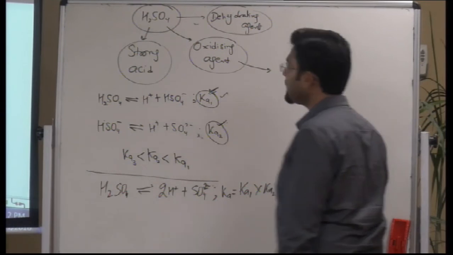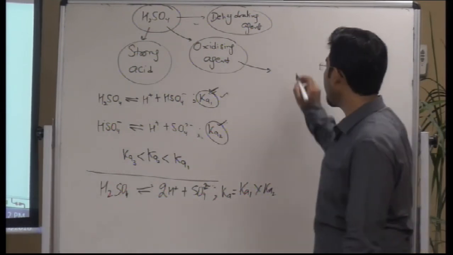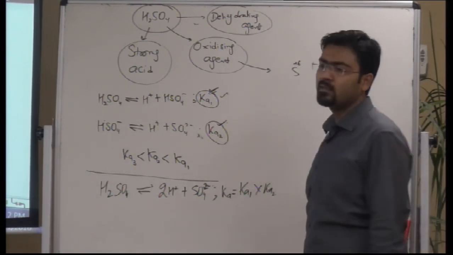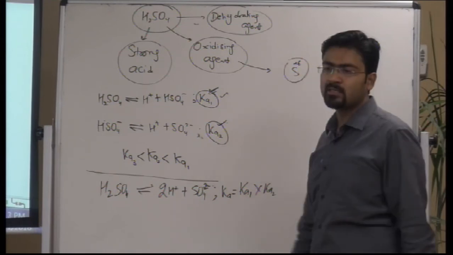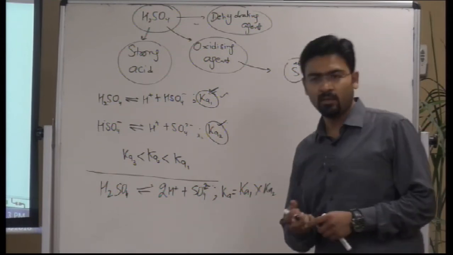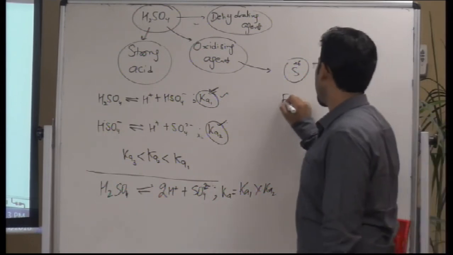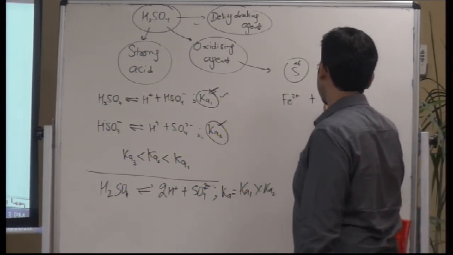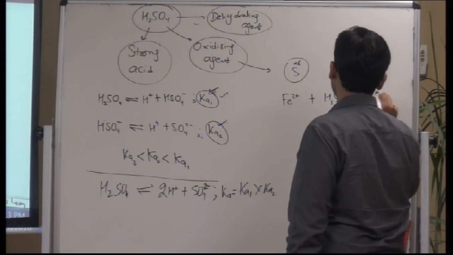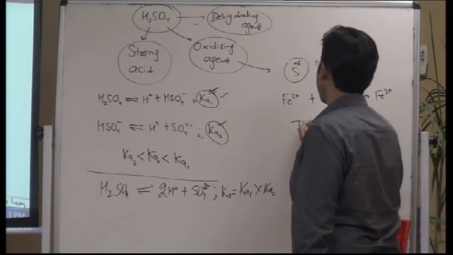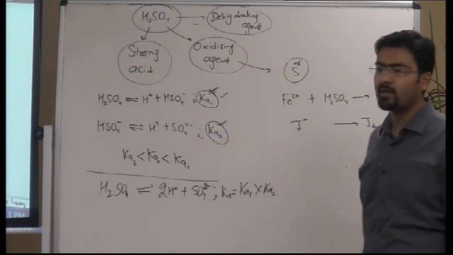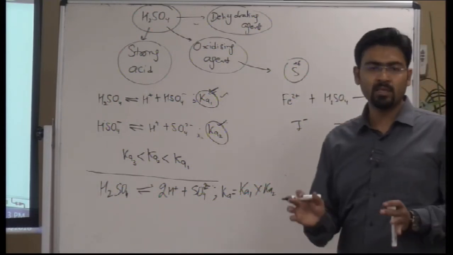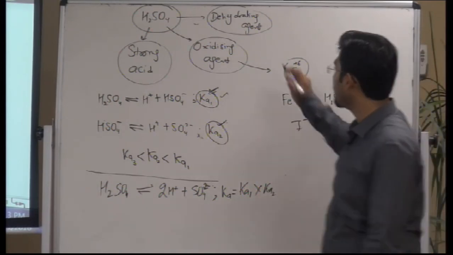Its oxidizing behavior lies in the fact that sulfur is present in the +6 oxidation state, and it can oxidize many compounds or ions, for example. If I'm reacting Fe2+ with H2SO4, it will convert it to Fe3+. It will convert I- to I2, and so on. So these reactions we can write easily. We just know the basics of it, like this is what's going to happen.